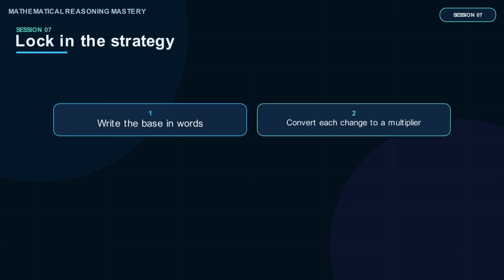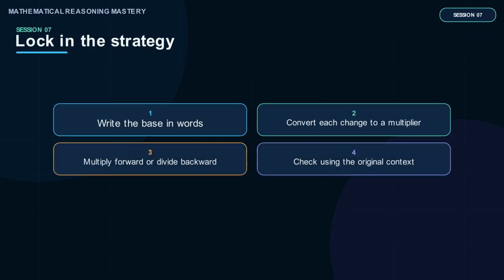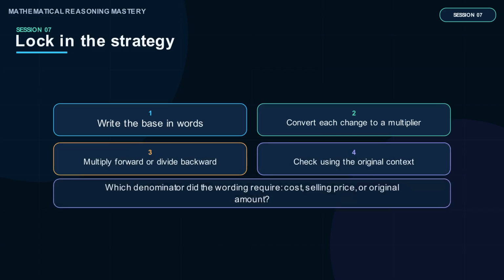The central message is to identify the correct percent base. Combine that with the discipline to reverse successive changes. Finish by remembering to separate markup from margin. A result becomes dependable only when the method and verification are both clear. Reflection. Which denominator did the wording require? Cost, selling price, or original amount? Name the exact point where an incorrect path would first become visible.